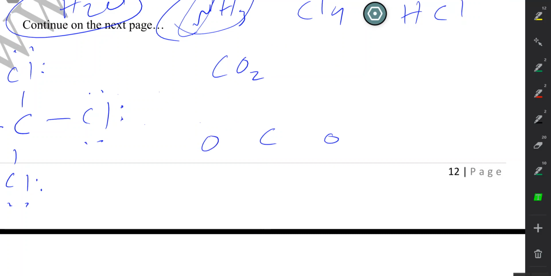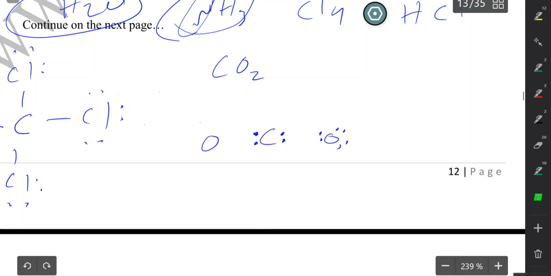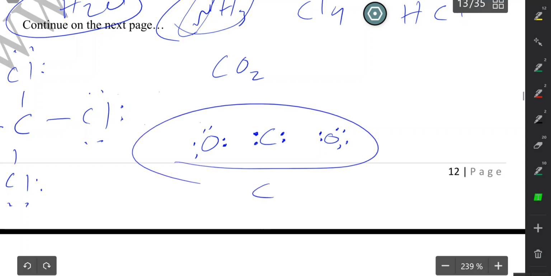Carbon has 4 valence electrons. All 4 need to be bonded. So these 2 will bond with the oxygen on this side. The other 2 will bond with the oxygen on that side. Oxygen has 6 valence electrons. It needs access to 2 more. So 2 of the 6 valence electrons that it has will face the carbon, while the other 4 face away. Same thing here. And now this is carbon dioxide. You can obviously redraw it like this.